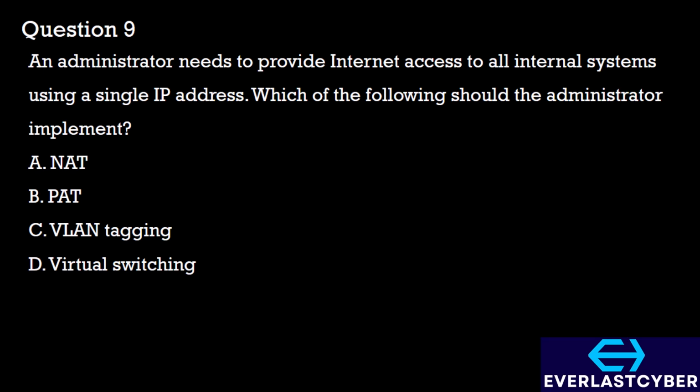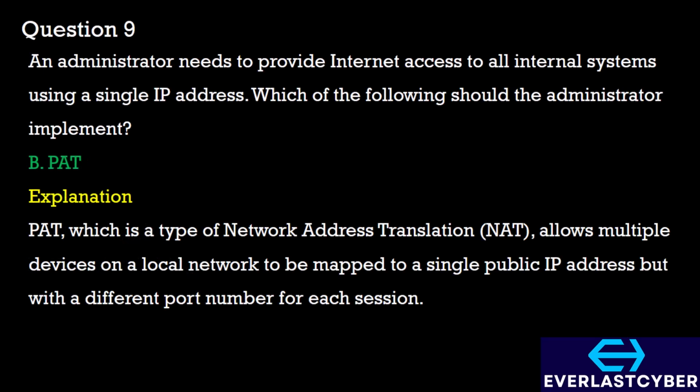VLAN tagging is used to identify and manage different virtual LANs on a network, and it helps to segregate network traffic, while virtual switching is related to managing network traffic between virtual machines on the same physical host. With respect to this question, where an administrator needs to provide internet access to all the internal systems using a single IP address, the best option would be option B, using PAT.